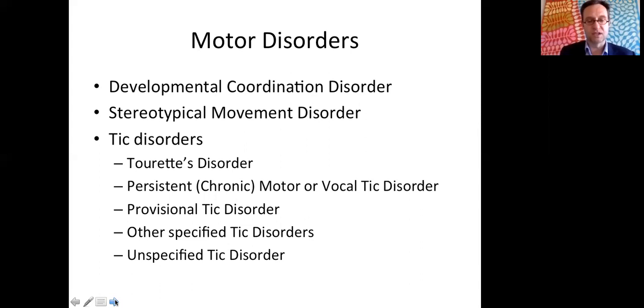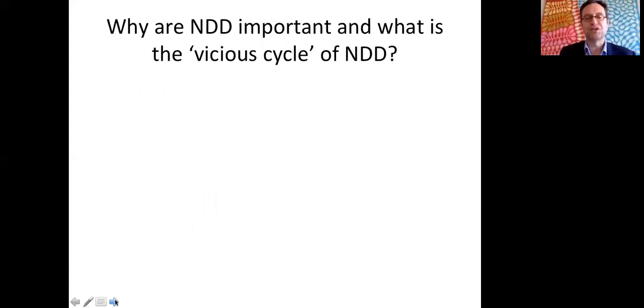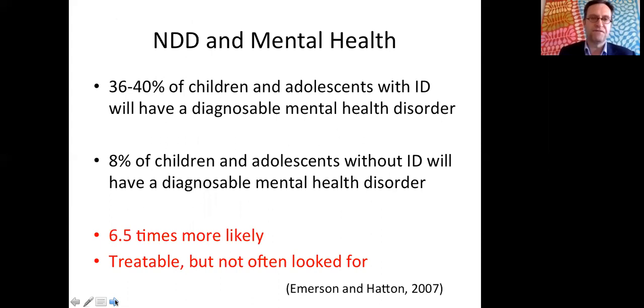So let me now come back to why these neurodevelopmental disorders are important and what I mean by the vicious cycle of neurodevelopmental disorders. I'm going to illustrate it by giving you some clinical numbers. If we use intellectual disability as an example, about 40% of children and adolescents who have an intellectual disability will have a diagnosable other mental health disorder. In contrast, a child or adolescent without intellectual disability will have about an 8% likelihood of having another diagnosable mental health condition.